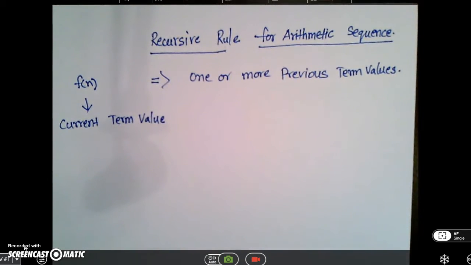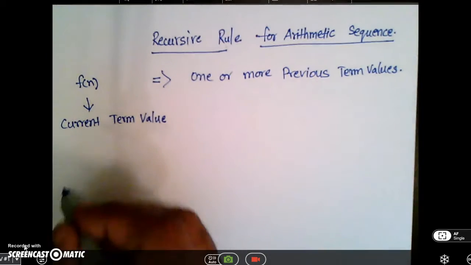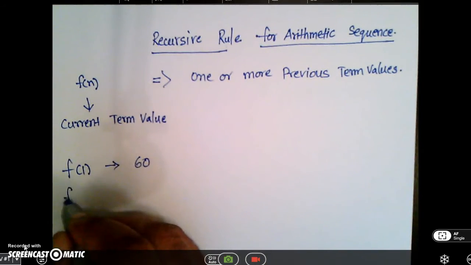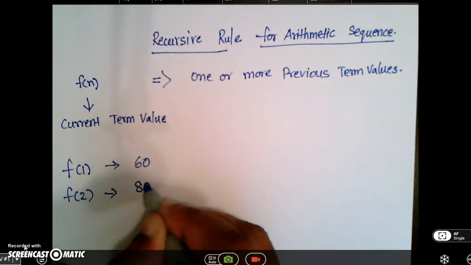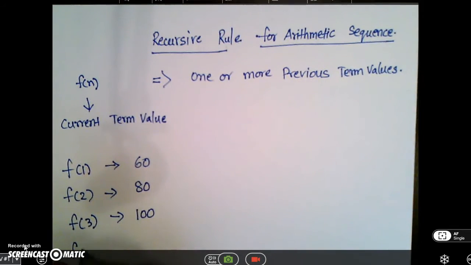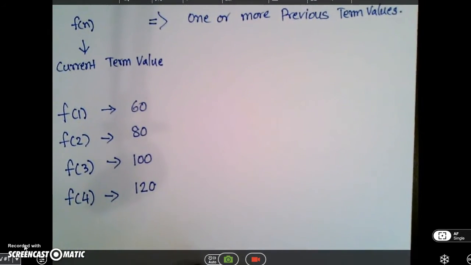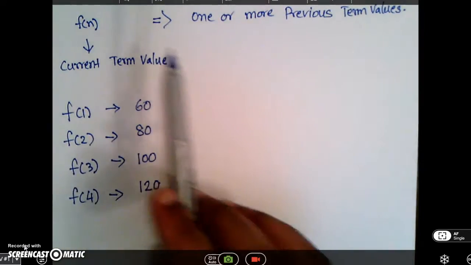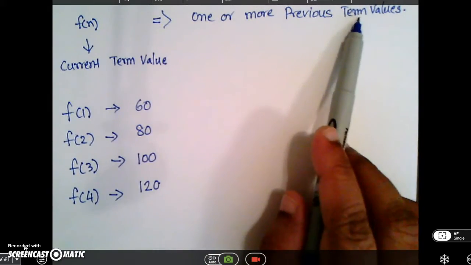So if you know your sequence, I start with my first term in my sequence. So let's take the example of our previous sequence. F of 1 was 60. F of 2, 80. F of 3, 100. F of 4 is 120. So as you see, I didn't put my term position. I only looked at my term values here because I'm going to relate one term value to another term value.